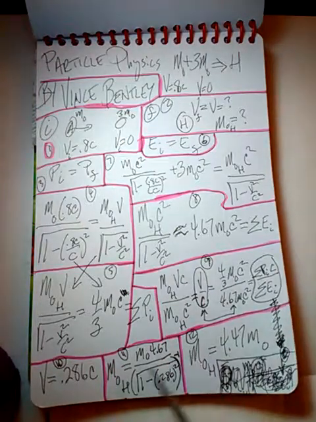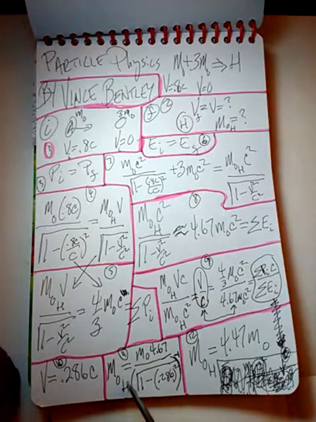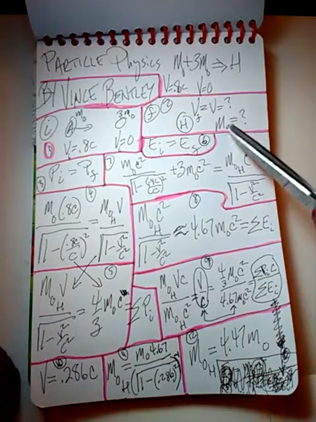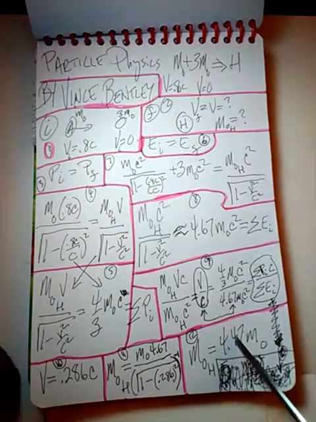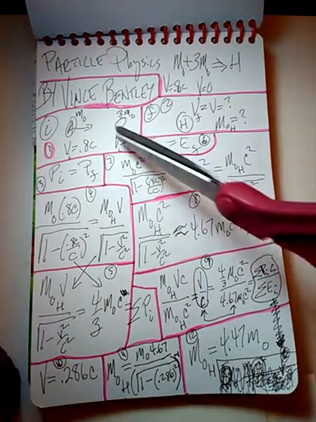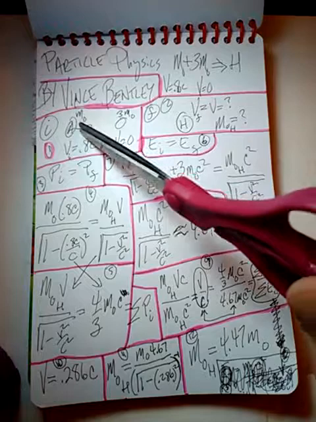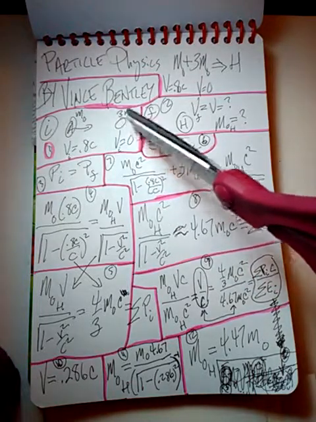So now we have the rest mass of Mr. H, which was one of the things we wanted to know. The rest mass of Mr. H is 4.47 times whatever the mass of Mr. A was, or 1/3 of the mass of Mr. B here.